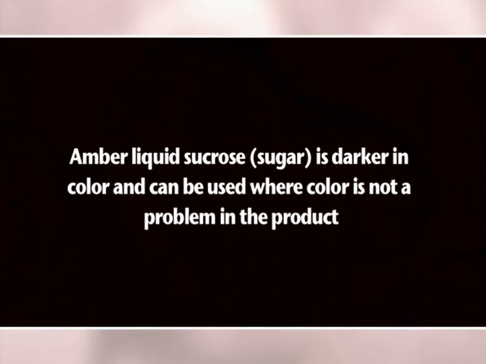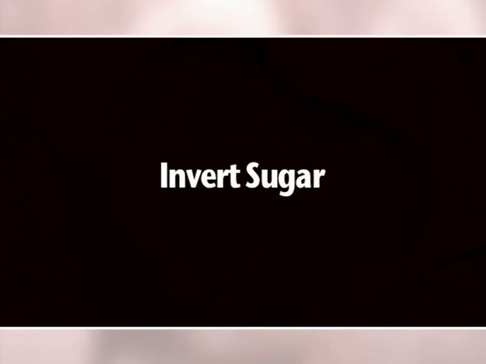Invert sugar. Inversion of sucrose results in invert sugar, an equal mixture of glucose and fructose. Invert sugar is sweeter than white sugar. It's used mainly in food products to retard crystallization of sugar and retain moisture.